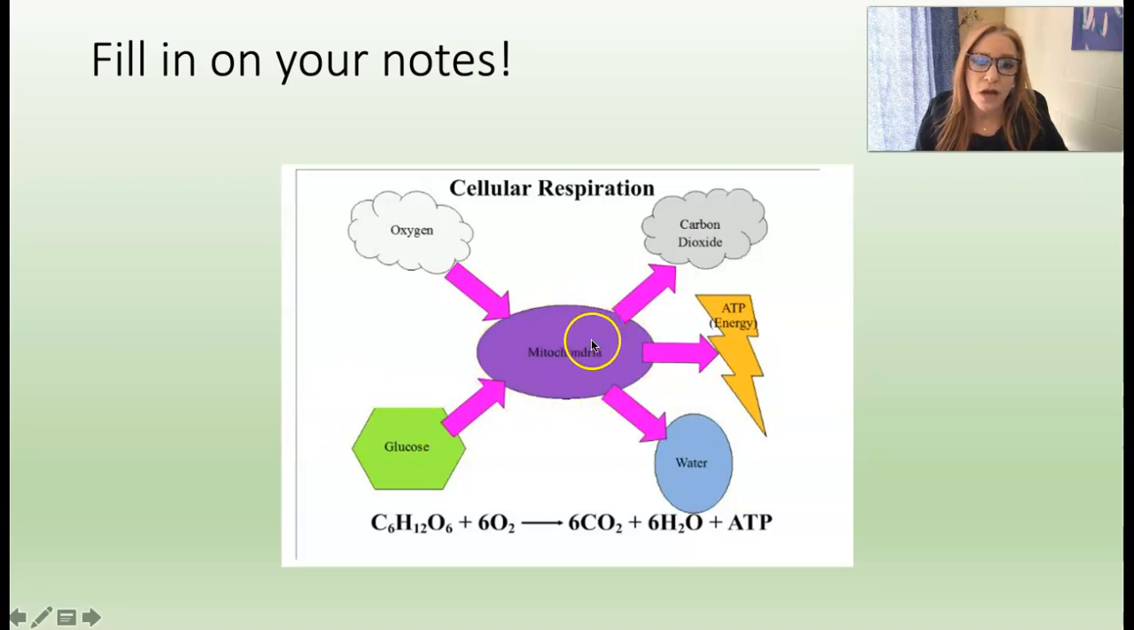We've got our mitochondrion. I didn't type that. It should be mitochondrion. And the reactants that go in to cellular respiration are oxygen and glucose. C6H12O6, that's the glucose, plus 6 molecules of oxygen go in, and out we get carbon dioxide. You get energy, ta-da! 36 ATP molecules. And then you get water as well.